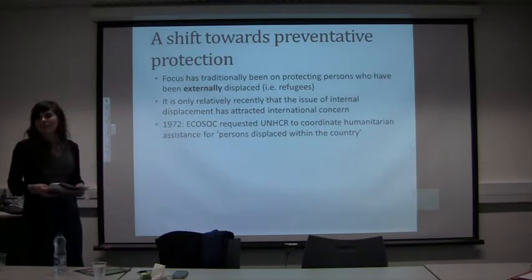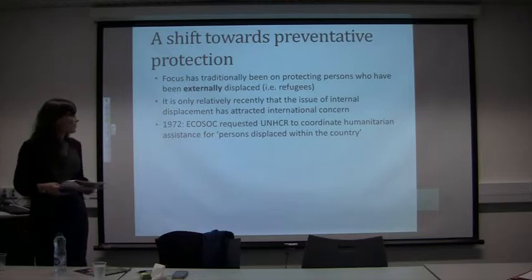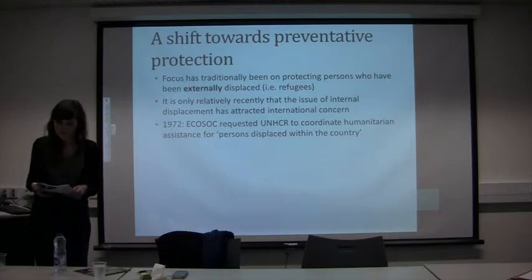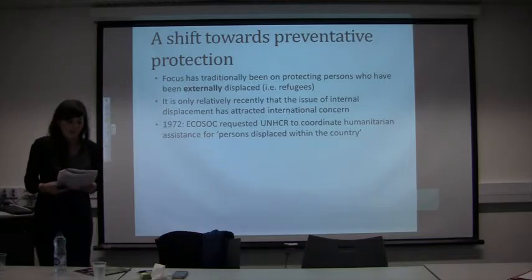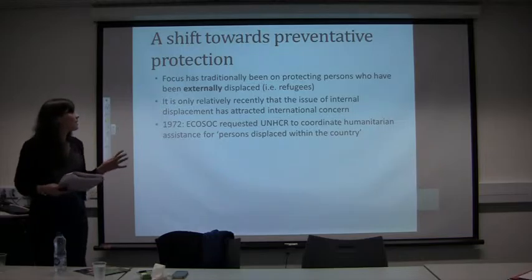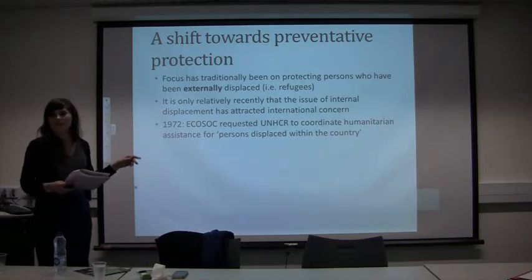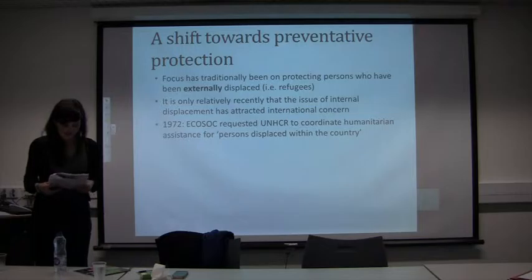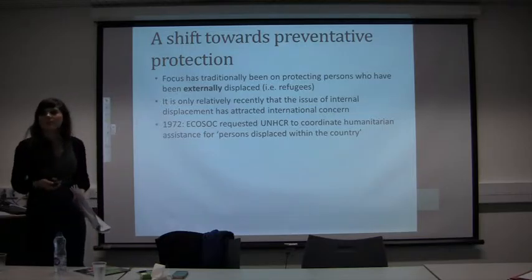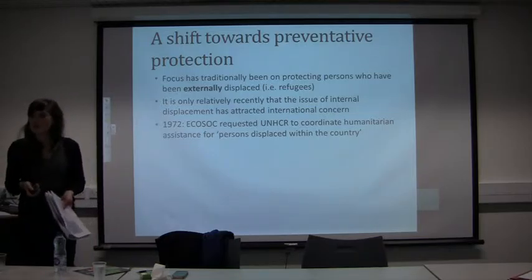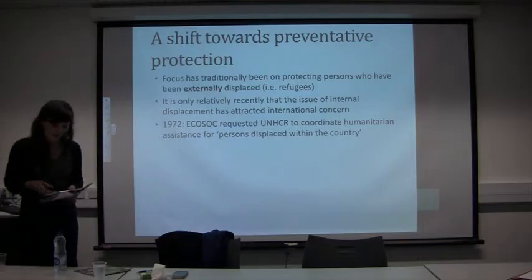In 1972, the Economic and Social Council of the UN requested the UN Refugee Agency to coordinate humanitarian assistance for persons displaced within the country. I should have put it up there, it's Sudan that they were referring to. So that was one of the first issues of internal protection to appear on the international agenda.